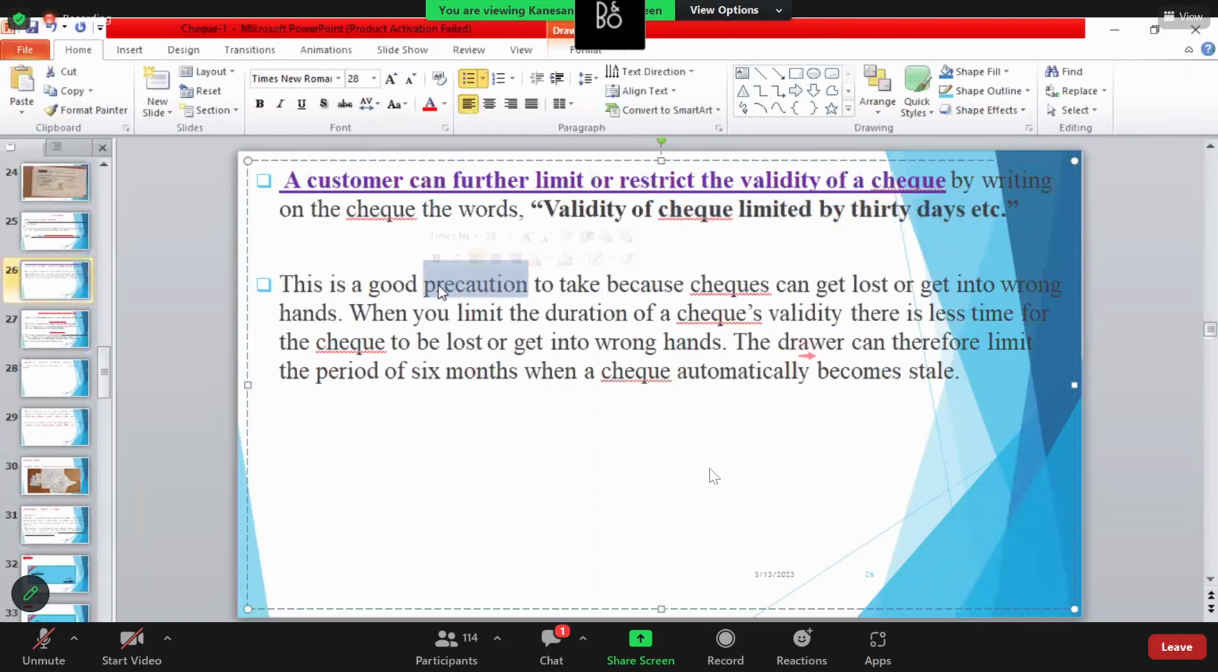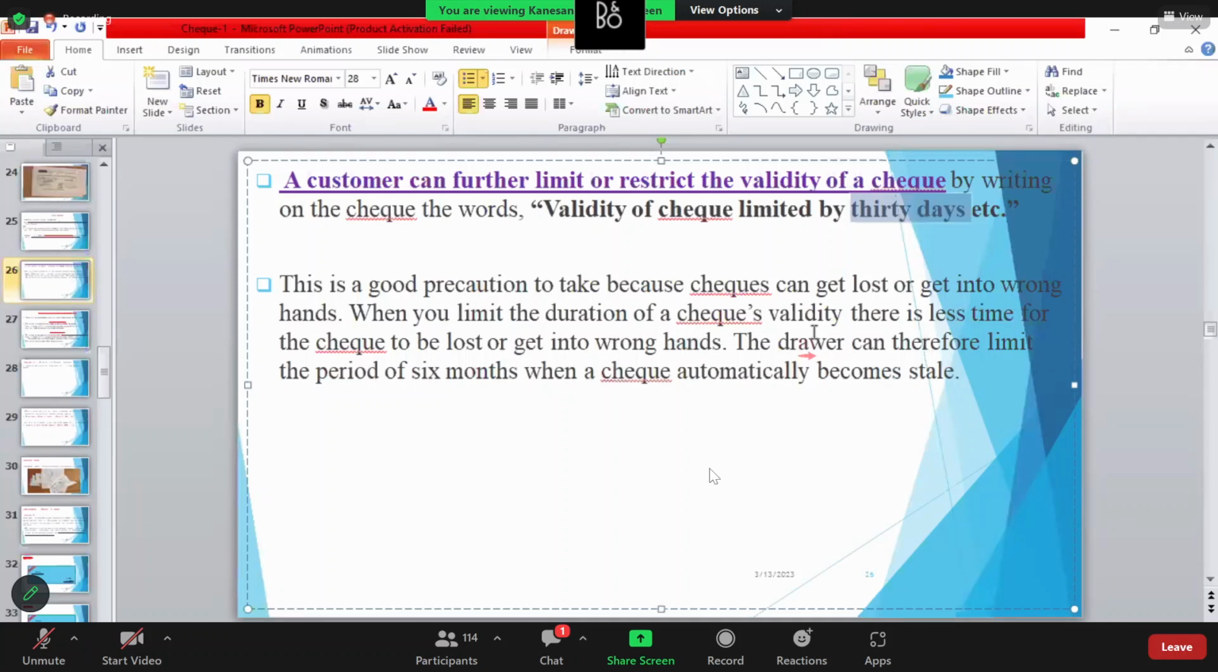Precaution means a security to take, because a check can get lost or get into a wrong hand. If some other person takes it, then he can get an advantage by using the check. But if I limit the period, then he should go within the limited period of time. After she or he has missed the check, the person who took the check cannot go to the bank and cannot get the payment by using the check, right?